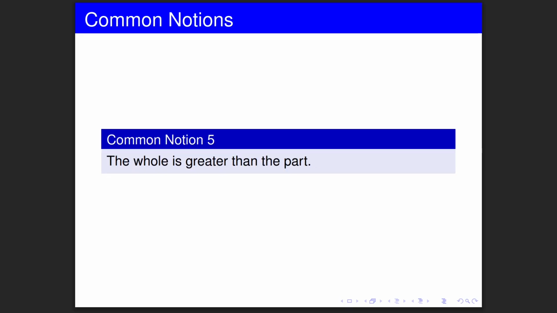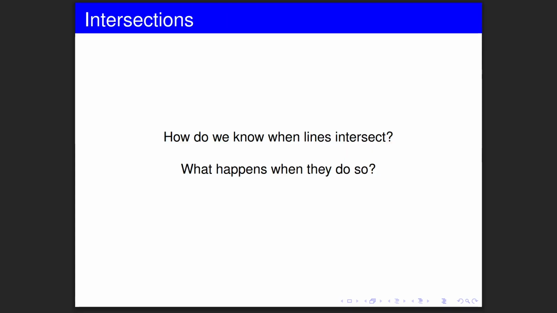Finally, we have common notion 5, the whole is greater than the part, which is fairly self-explanatory. So that is all of Euclid's axioms, meaning those are all of the things that we are assuming to build up our system of geometry.